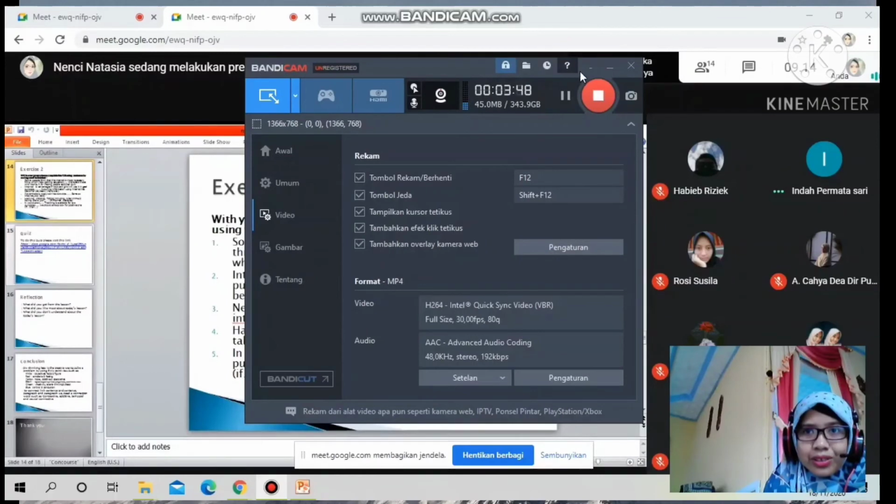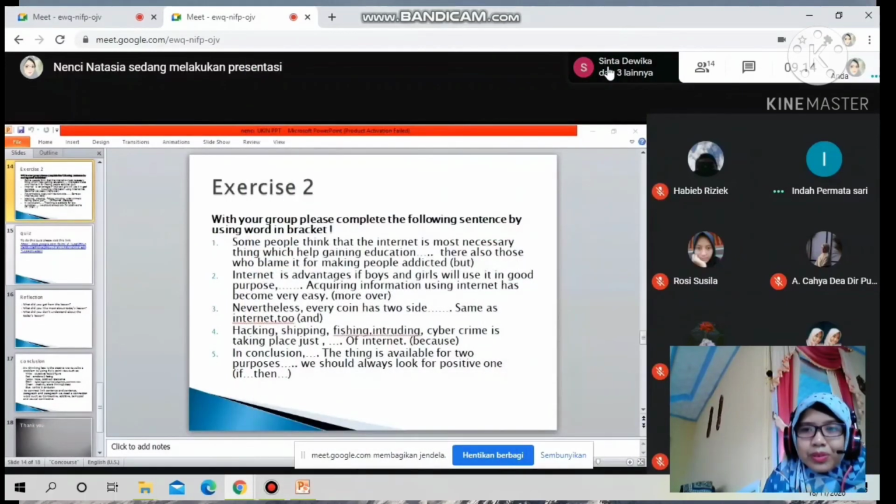Whose group will try number 2? Group 1. Number 2. The internet is an advantage if boys and girls use it for good purposes. Moreover, acquiring information using the internet has become very easy. Thank you.